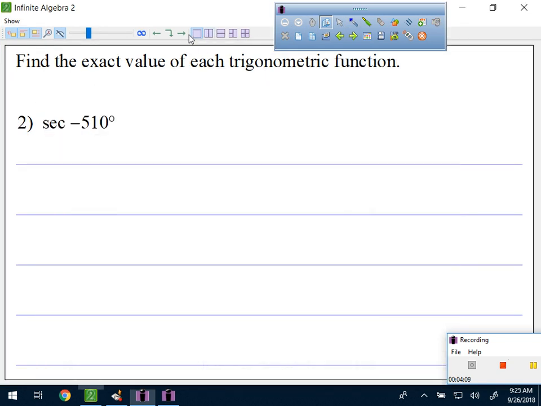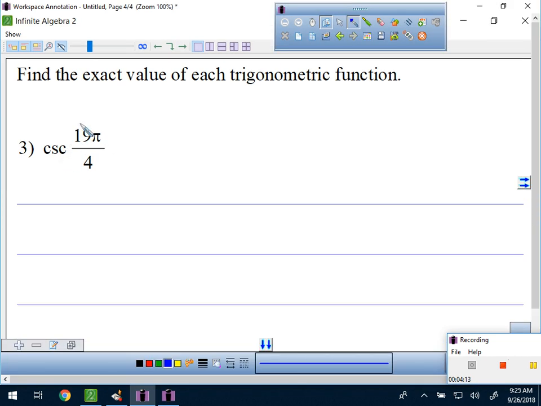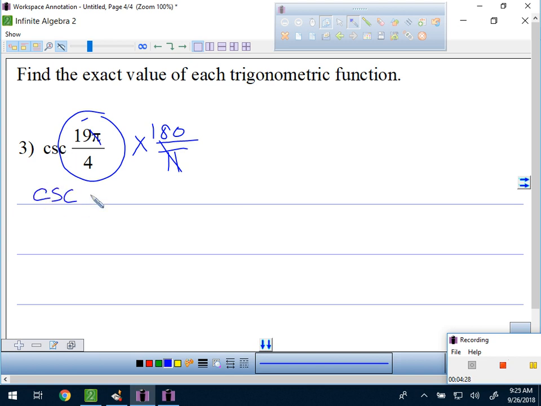All right, for number 3, it is... Okay, so this one is about the same process. The only problem is that this is in radians. So the first thing I would do is convert this into degrees. So I would multiply that by 180 over pi. The pi's cross out, and so this would give me cosecant of 855. Now, obviously on the test, that wouldn't be an answer choice because you're not done. You've got to get a coterminal angle to that. So I'm going to subtract 360 twice, and that's going to give me cosecant of 135.